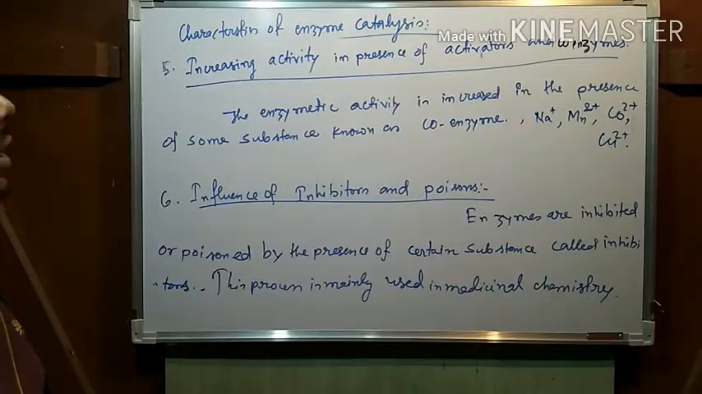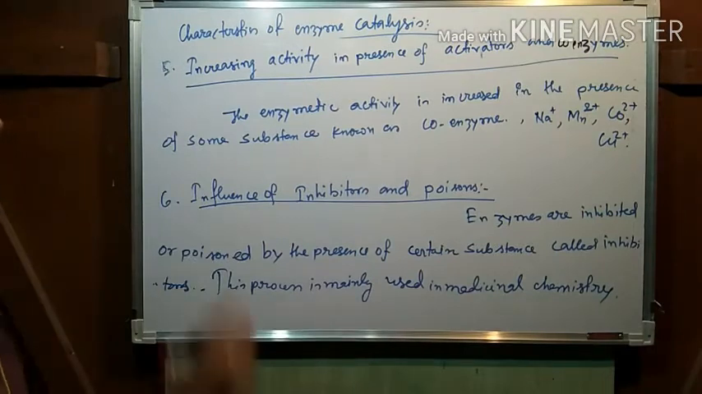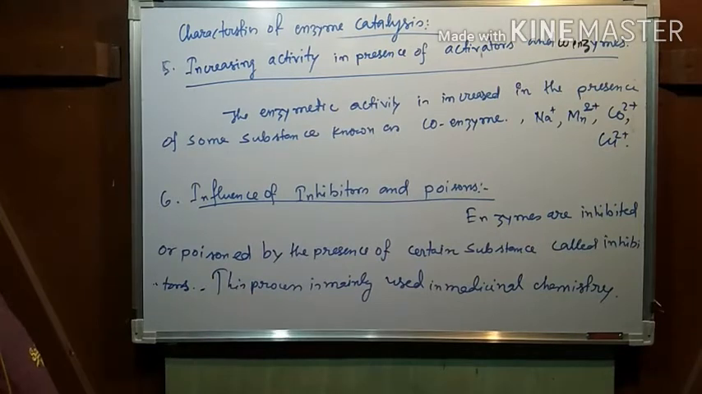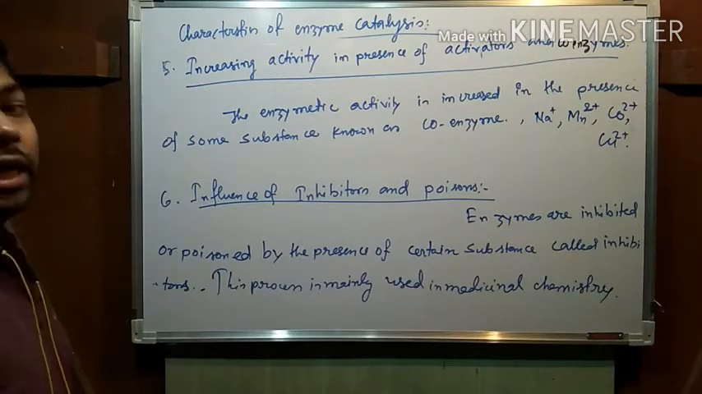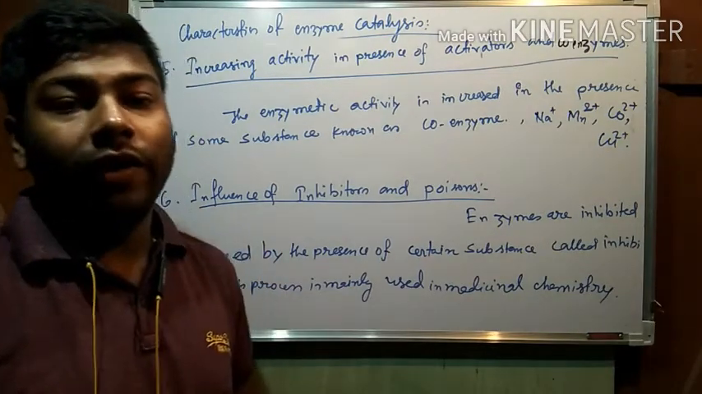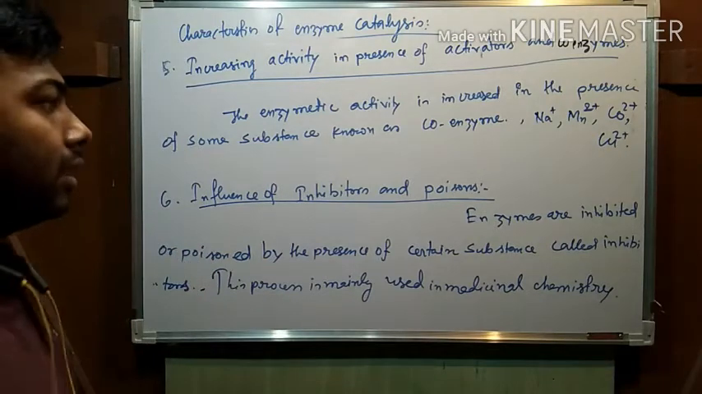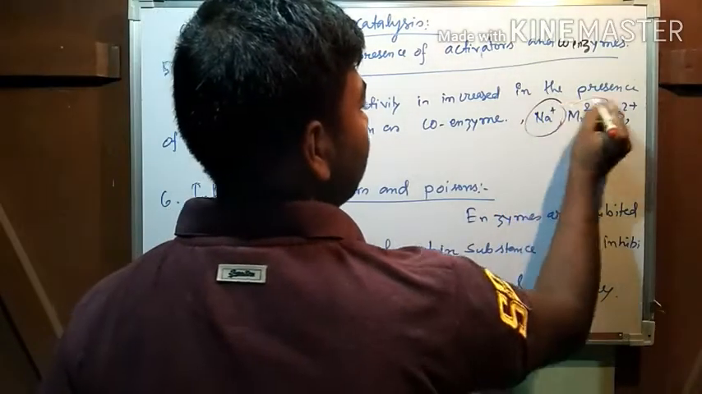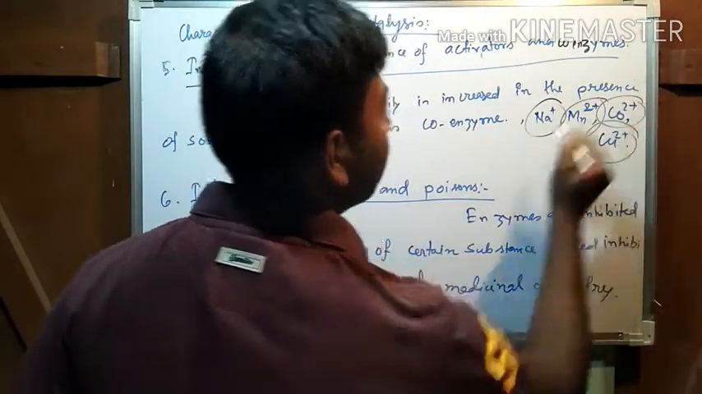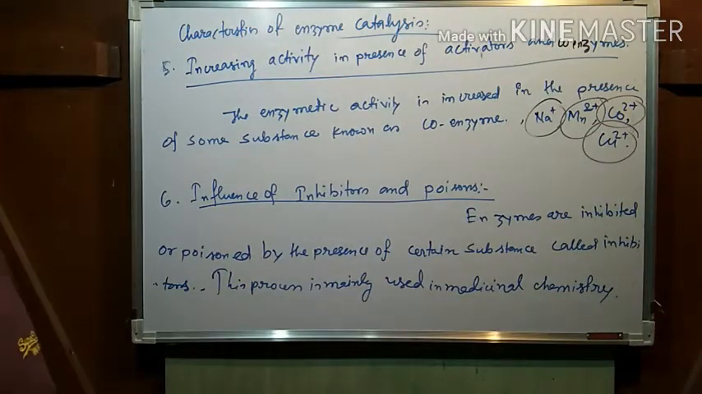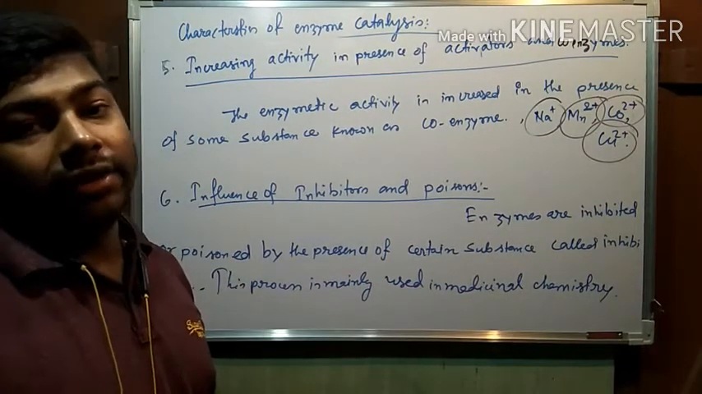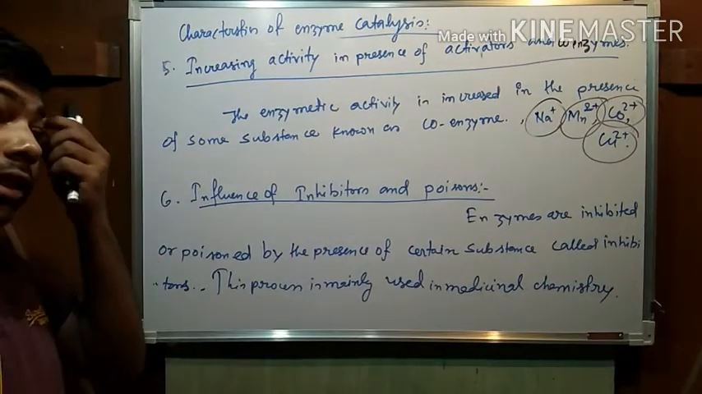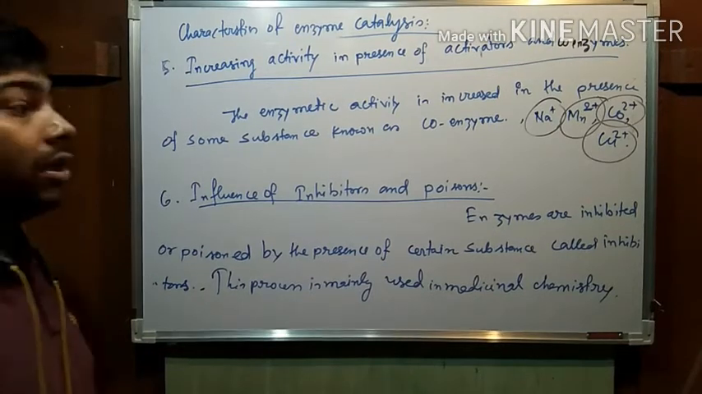Next, increasing activity in the presence of activators and coenzymes. Activators and coenzymes are substances which increase the activity of enzymatic reactions. Let us take an example such as Na+, Mg2+, Co2+, and Cu2+. These are the ions which act as coenzymes in the enzymatic reactions and increase the enzymatic reactions.